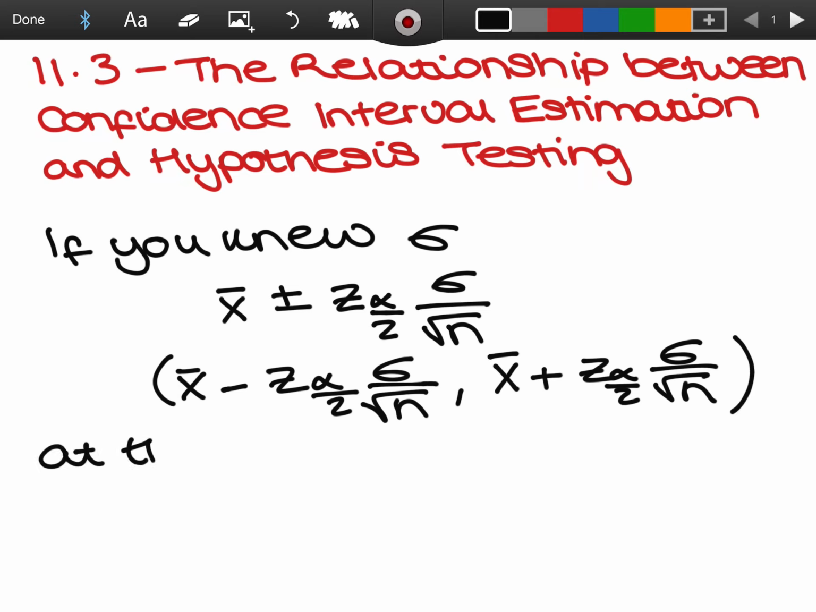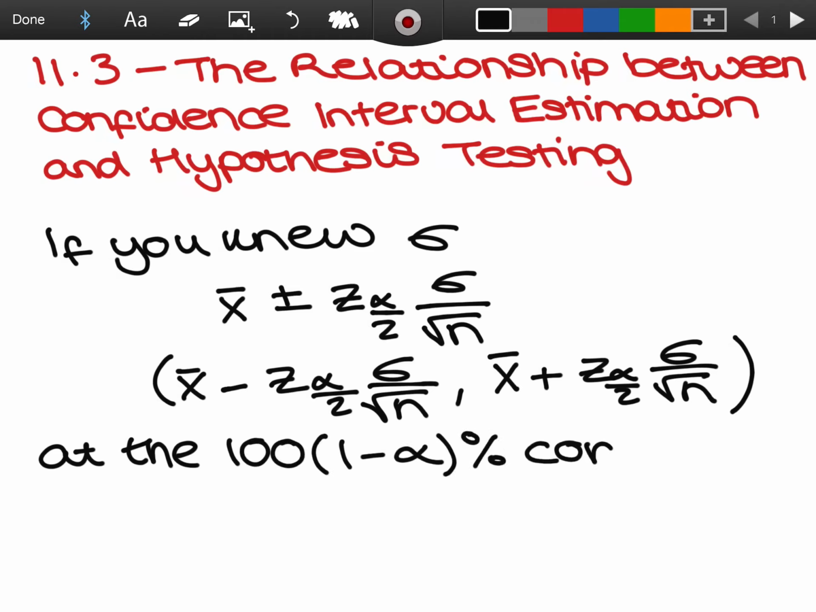Okay. And this would be at the 100 times 1 minus alpha percent confidence level. Again, your calculator will compute all of this for you, so don't worry too much about it. But if we knew what that population standard deviation was, and we wanted to be a certain level confident that our population mean would be contained in this interval, we would go ahead and create a z interval. Because we know what our population standard deviation is, we're going to use a z interval, okay?